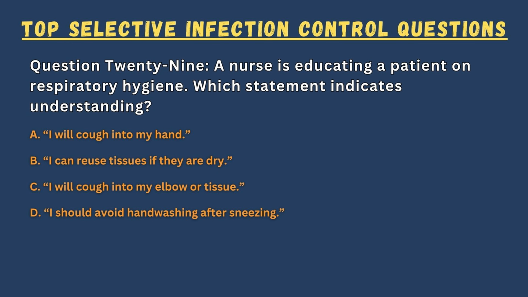Question 29. A nurse is educating a patient on respiratory hygiene. Which statement indicates understanding? A. I will cough into my hand. B. I can reuse tissues if they are dry. C. I will cough into my elbow or tissue. D. I should avoid hand washing after sneezing. Answer: C. I will cough into my elbow or tissue.